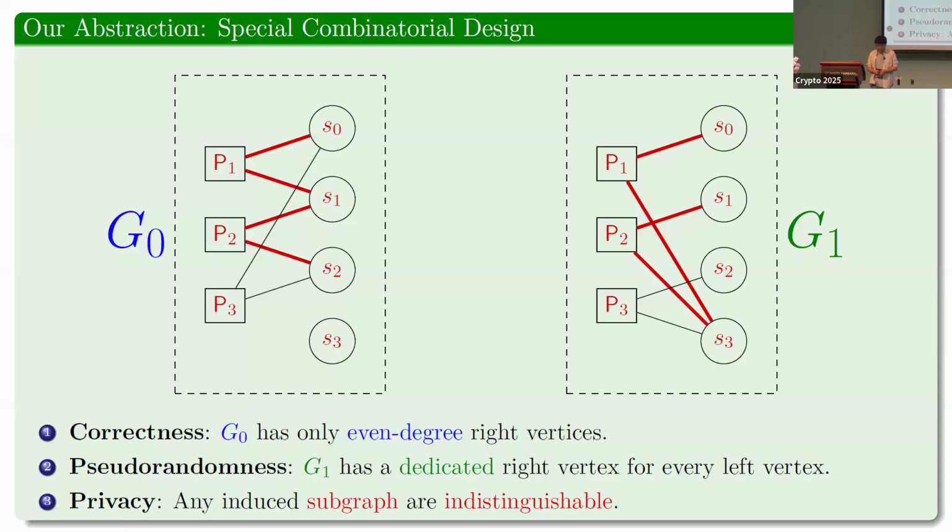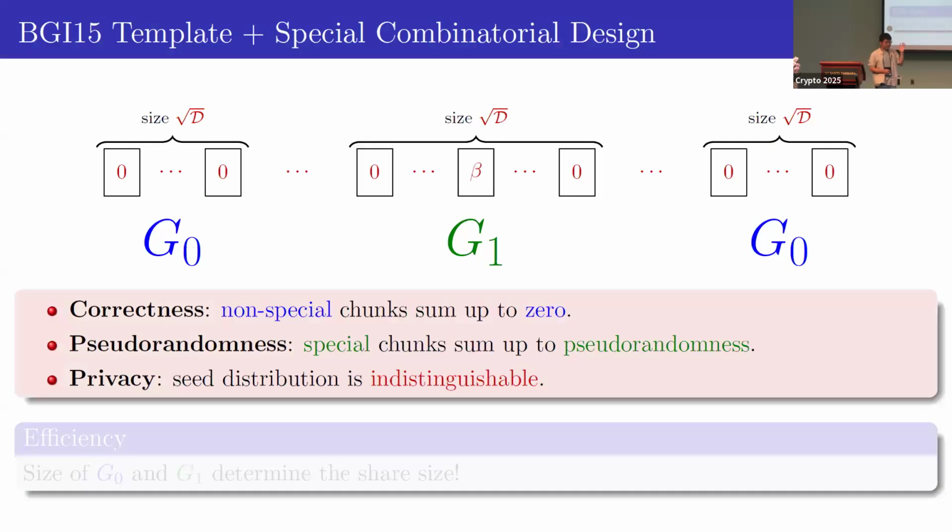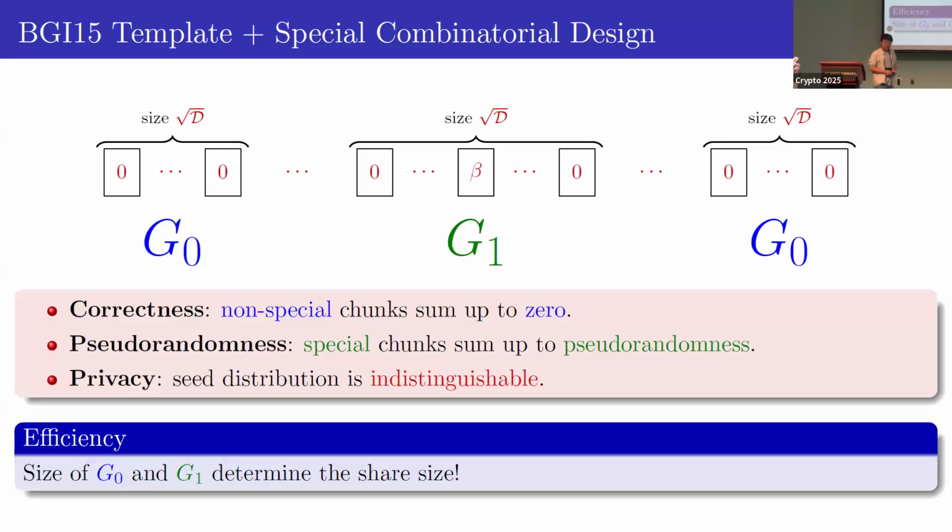That's the privacy guarantee. And given this special abstraction of special combinatorial design, it's not hard to show that you can directly plug this into the BGI template and get a multi-party distributed point function, as long as this special combinatorial design satisfies all the three properties that I just mentioned. And at this point, I want to highlight that the efficiency of this special combinatorial design is very important because the size of the special combinatorial design will define the size of the DPF shares.